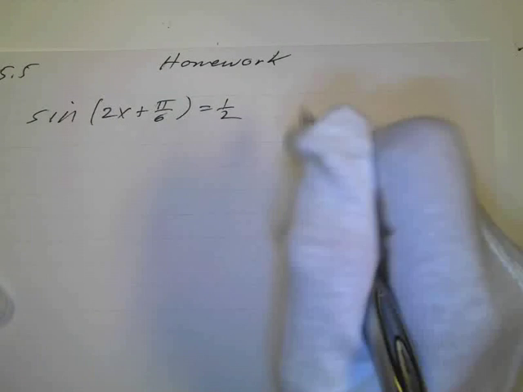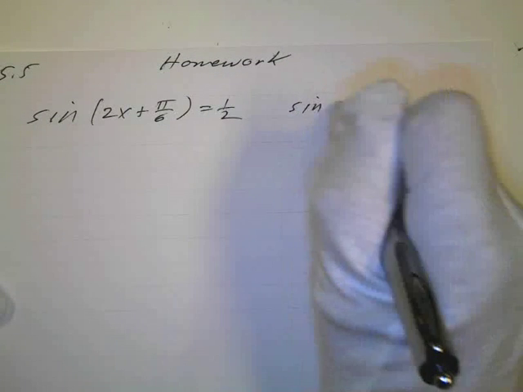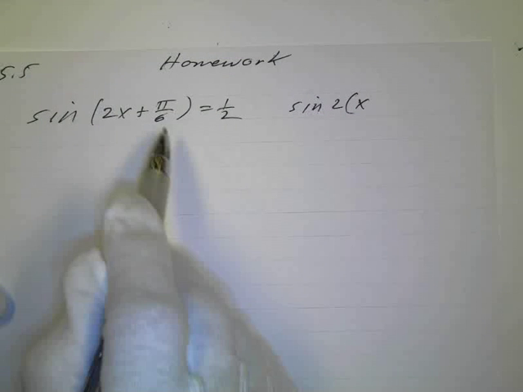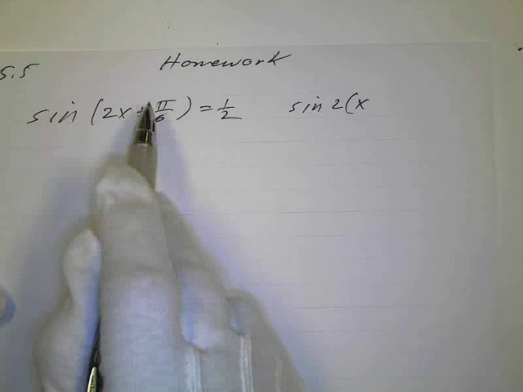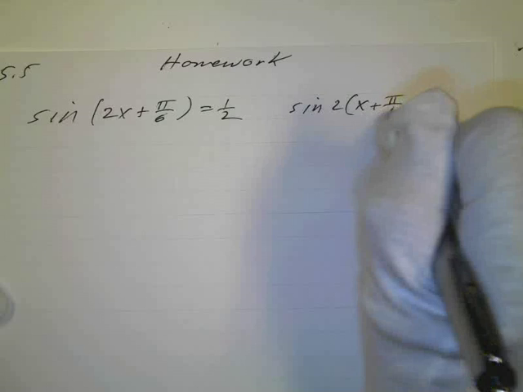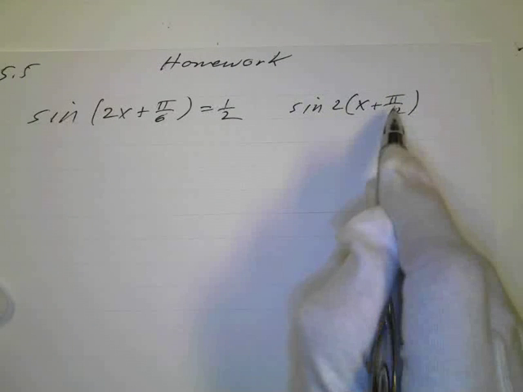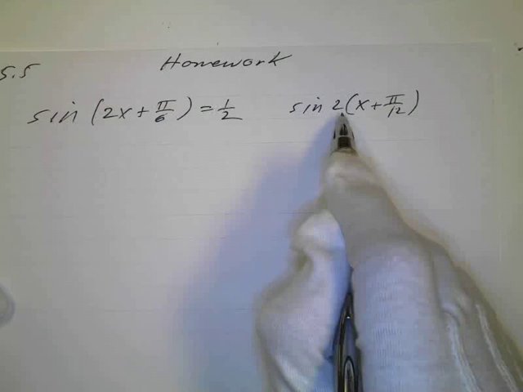Now, there's a 2 in front, so it looks like the b is going to be 2. Now remember, if we put this in our standard form, we take out a 2 and we'd have the sine of 2 times, because we just want an x there. And if I write this as 2 pi over 12, that's the same thing as pi over 6. If I take the 2 out, I end up with pi over 12. In other words, if you multiply that, you get 2x plus pi over 6. So basically, we have a pi over 12 shift to the left.